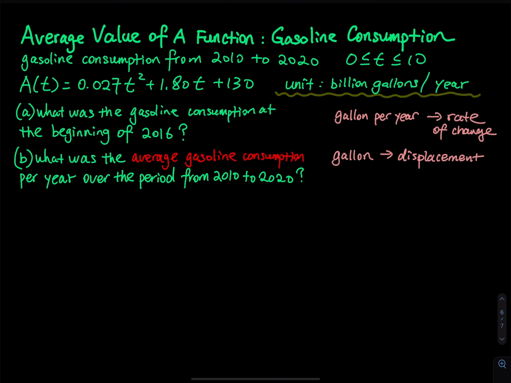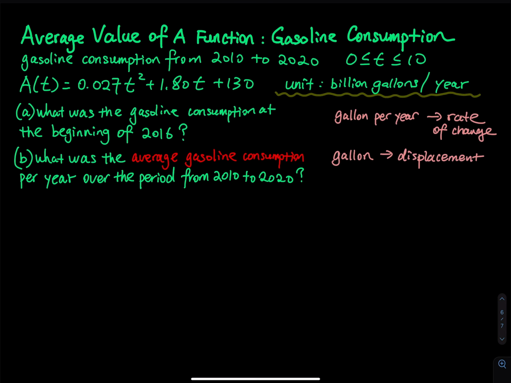I have A of t that is equal to 0.027 t squared plus 1.80 t plus 30. Notice that the unit is in billion gallons per year. Is this a rate of change or displacement function? Whenever you see a unit per another unit, billion gallons per year, that means the given function is a rate of change. So what is the relationship between rate of change and displacement?